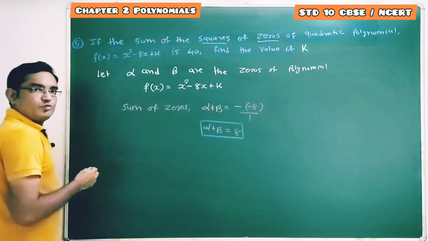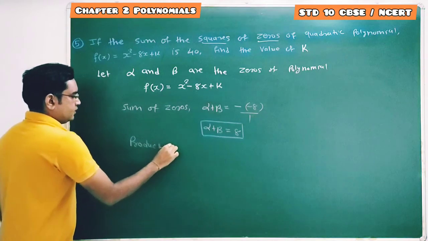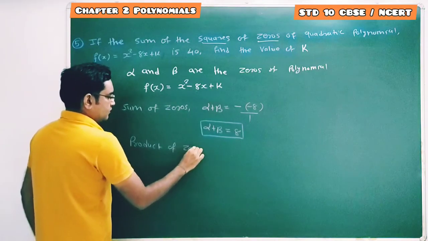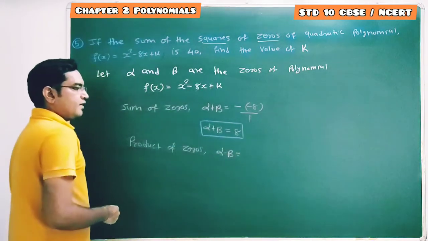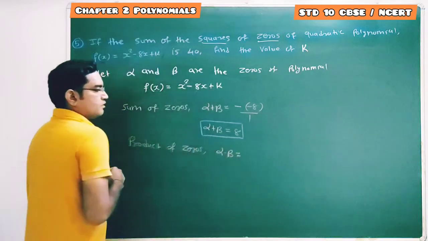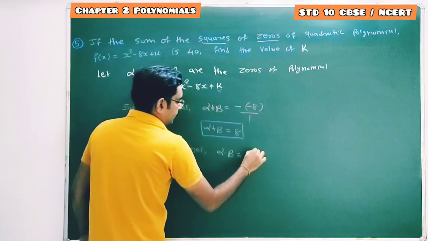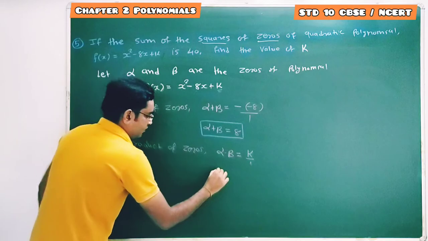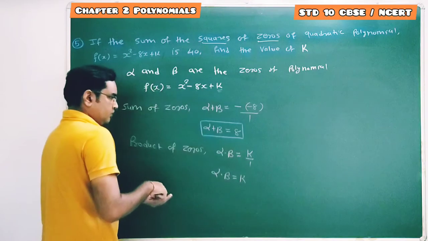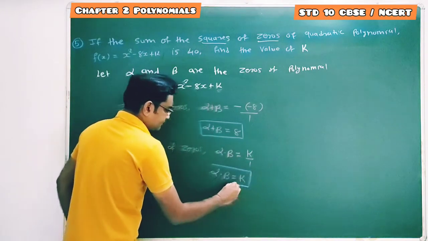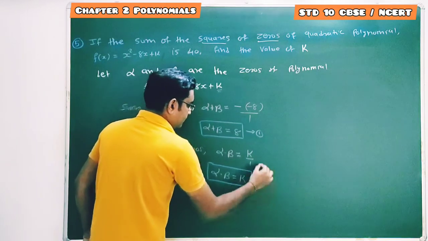And also we can write product of zeros, students. Product of zeros is alpha into beta, and that is equal to c by a, constant term upon coefficient of x square. So it's k upon 1. In short, alpha into beta is equal to k. Two results derived. Say this one as number 1, this one as number 2.